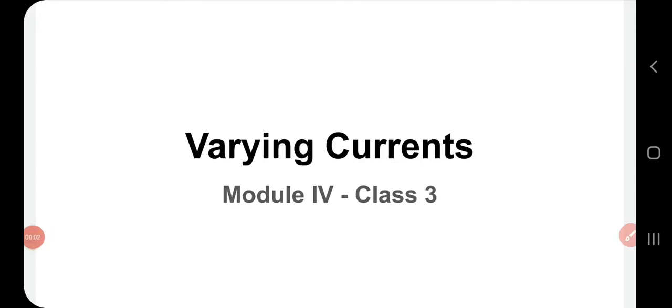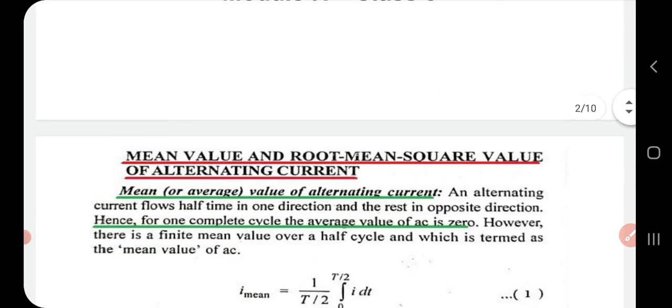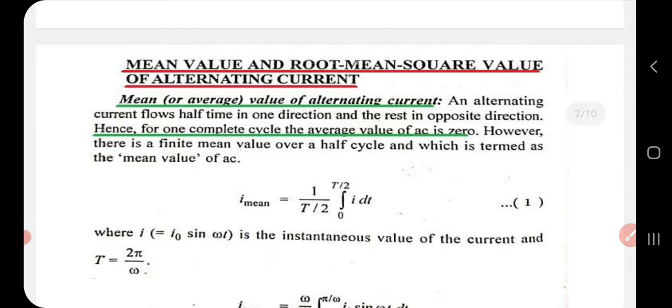Good morning. This is class 3 of our module 4 dealing with varying currents. In the last class, we have studied the definitions for alternating current, then alternating EMF, etc. So, today we will discuss the mean value and root mean square value, that is RMS value, of alternating current, that is AC. So let us begin with the mean value or average value of alternating current.